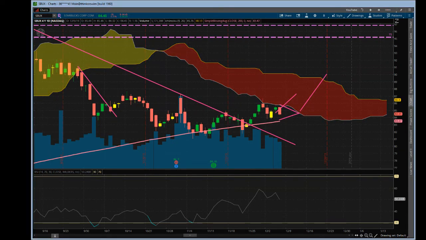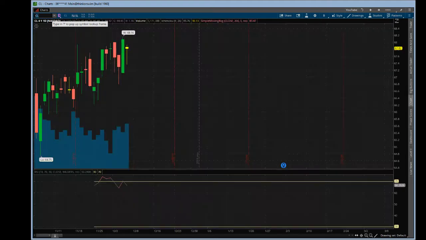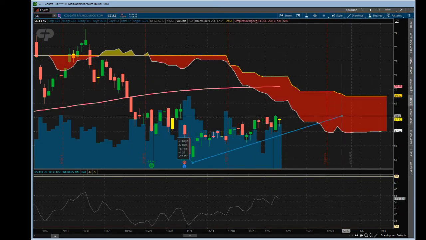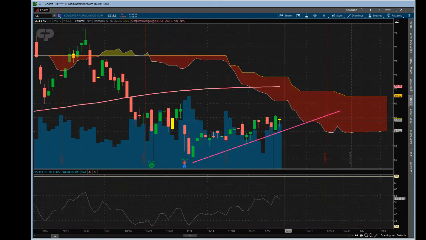Then CL. Inside day. Colgate Palmolive action right here. Okay, so holding trend a little bit. So let's see if it continues to hold that, breaks the inside day up, and maybe works its way up to the cloud a little bit.